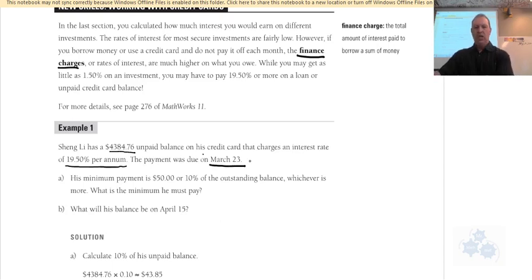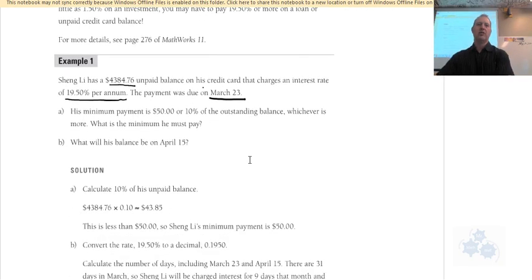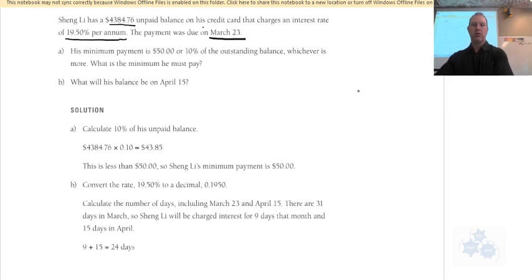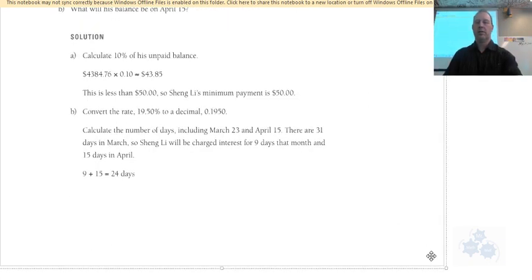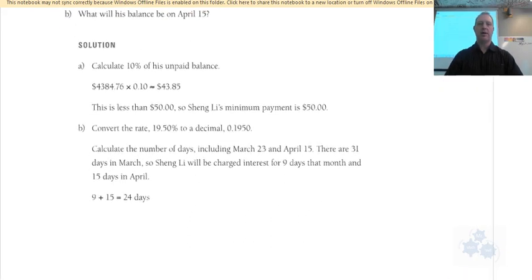Okay. So example 1 says his minimum payment, A, is $50 or 10% of the outstanding balance, whichever is more. So the greater of the two. So what is the minimum he must pay? Let's take a look at the solution for A first. Again, it's in your book. And let's make this a bit bigger so we can read that a bit better.